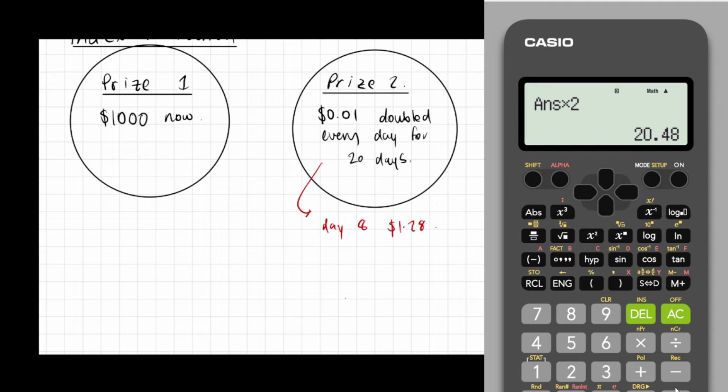Day 12, day 13, day 14, day 15, day 16, day 17. So day 17, it's $655. Day 18 is $1,310. At day 18, we're not even at day 20 yet, and it's already gone over $1,310.72. Then day 19 is over $2,000, and day 20 is $5,242.